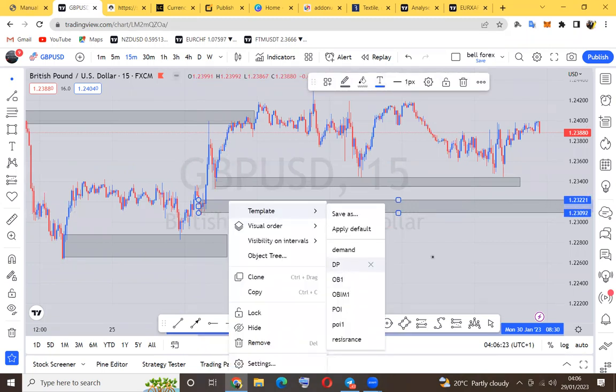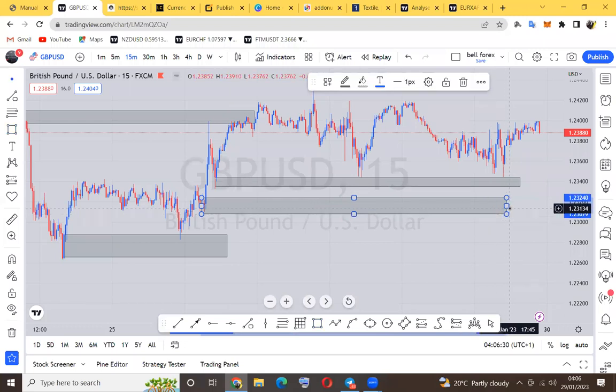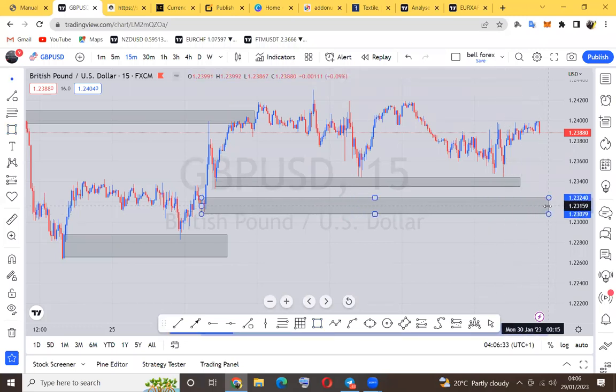And my friends, you may just see that when this market gets to this structure here, the market will just start buying from there.